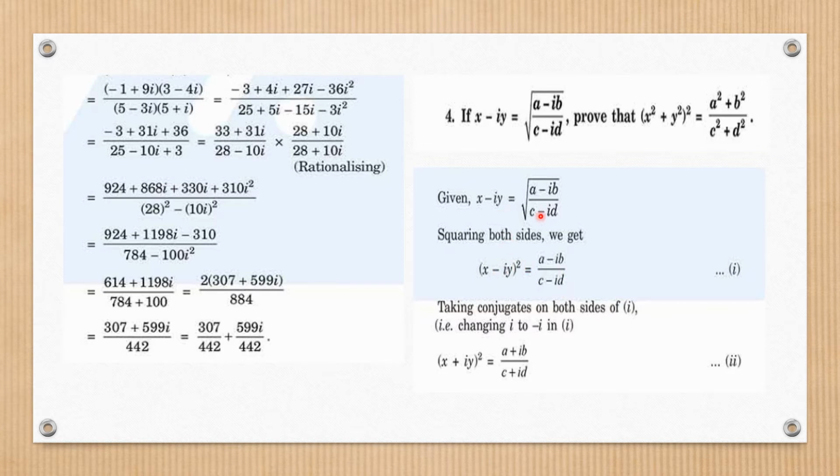Instead of taking the direct conjugate from here, which is also correct, you can go by that method also, but this is also a way. Now I can take the conjugate, so I'll get (x + iy)², changing the sign of iota, so it becomes (a + ib)/(c + id). In the next step, again in the same way, I'll multiply 1 and 2.